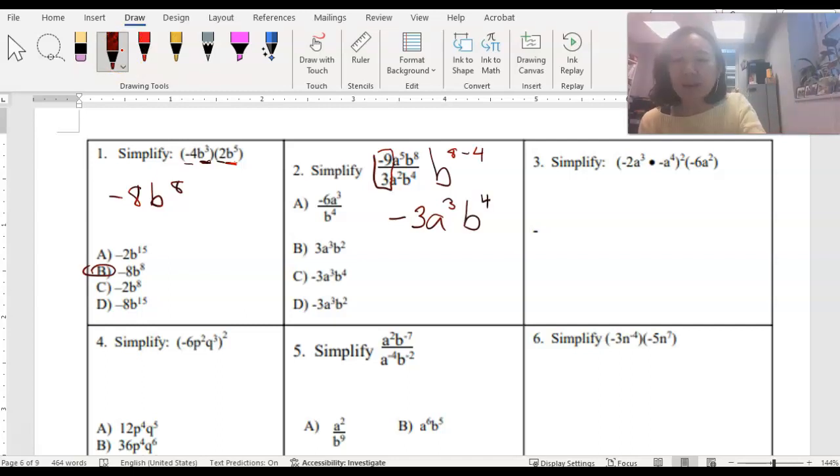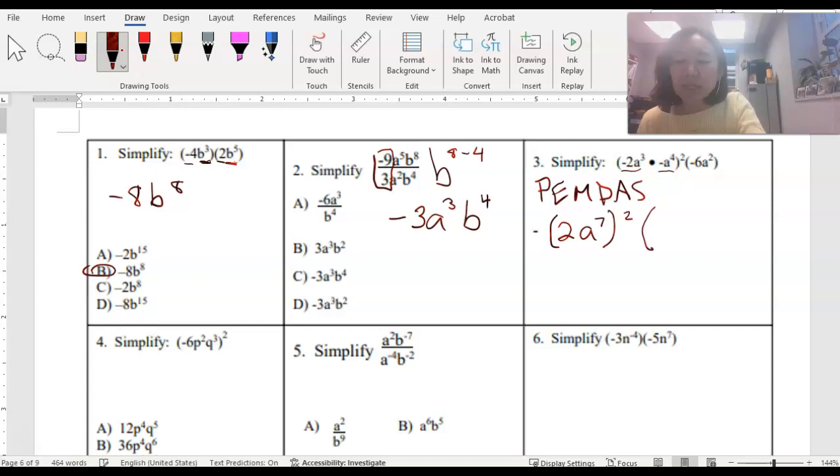Number 3 says simplify. Now here we have to remember our rules. So if you remember PEMDAS, hopefully you remember that, we start with the parentheses and then the exponents. And this is really an important part of exponents, that they are very early on in the scope of things. So we're going to start within the parentheses before we do this exponent here. So starting within the parentheses, -2a cubed times -a to the 4th power. Well, this is a -2 times a -1, so that becomes +2. And then we have a to the 3rd times a to the 4th. That will be a to the 7th.